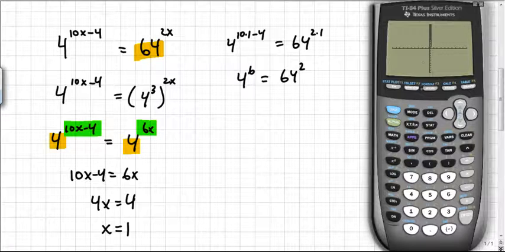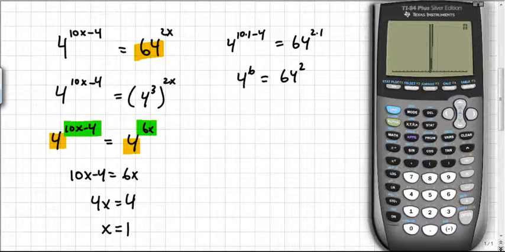Now that I'm finished, I need to modify the window. And since we already know that 4 to the 6 and 64 squared is 4096, I'm just going to change my y max to 4100. And I know my x value is supposed to be 1, so this window works for us. So if I graph, hopefully the resolution is good enough where I can see them cross. So somewhere in there I know they crossed.